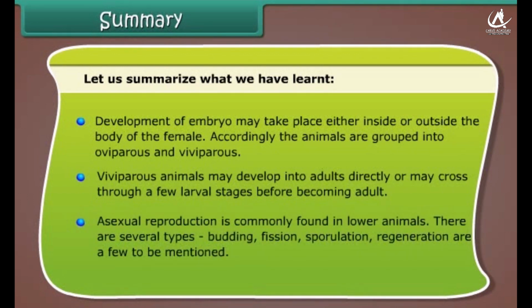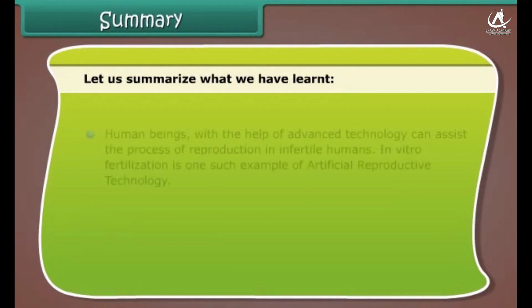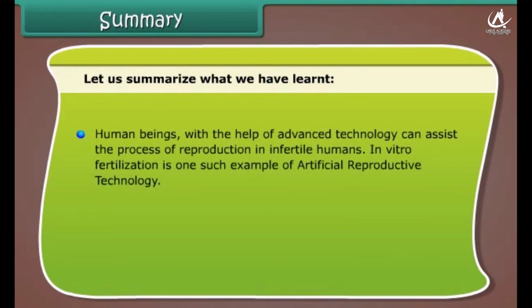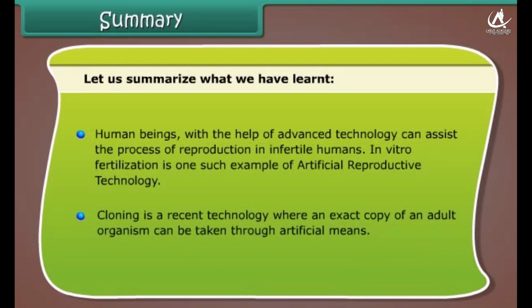Asexual reproduction is commonly found in lower animals. There are several types. Budding, fission, sporulation, regeneration are a few to be mentioned. Human beings, with the help of advanced technology, can assist the process of reproduction in infertile humans. In vitro fertilization is one such example of artificial reproductive technology. Cloning is a recent technology where an exact copy of an adult organism can be taken through artificial means.